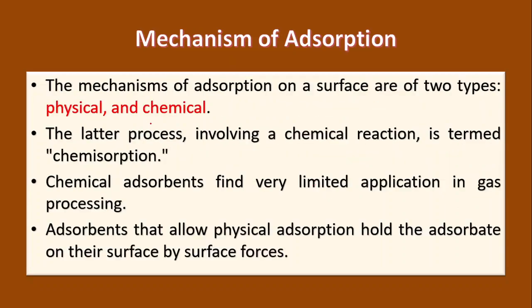If we go for the mechanism of adsorption, how these things are happening, we can divide the mechanism into two processes. One is physical and the second is chemical adsorption. The chemical adsorption process is named chemisorption. Chemical adsorption has very limited applications in gas processing. Normally the physical adsorption is going on. The main one is physical adsorption.